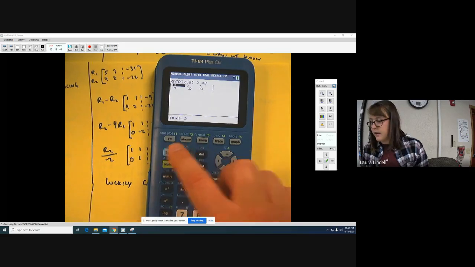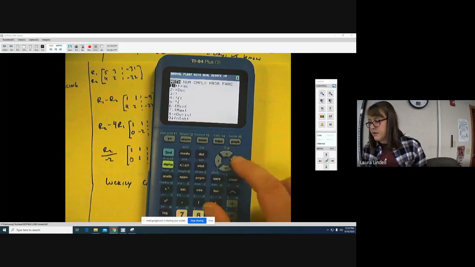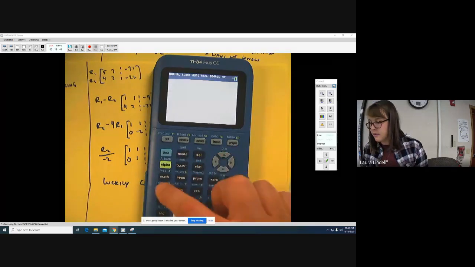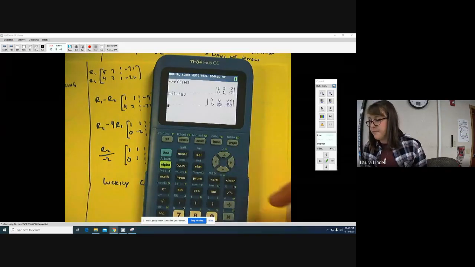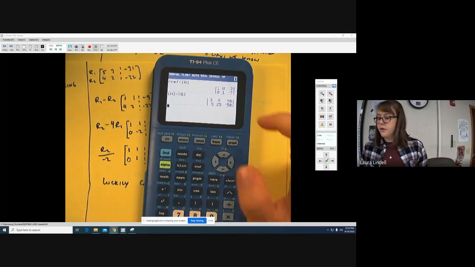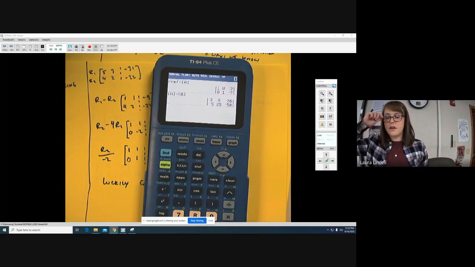And second quit. I could call up my matrices. I can go A minus B, and it would subtract my matrices for me. So you can add, subtract, multiply, divide. You can do all those operations with matrices within a calculator. You can do reduced echelon form. You can use that to solve your systems of equations and things, all within a calculator.